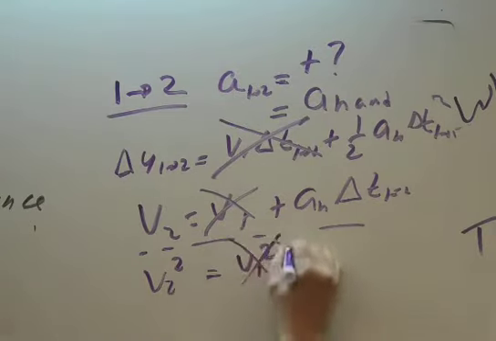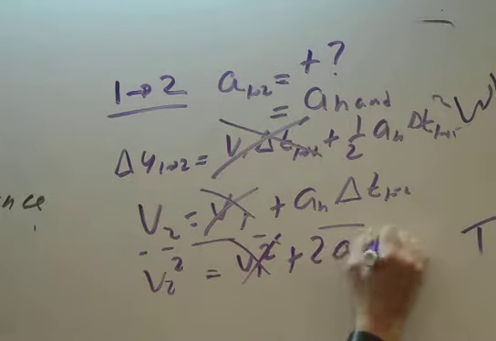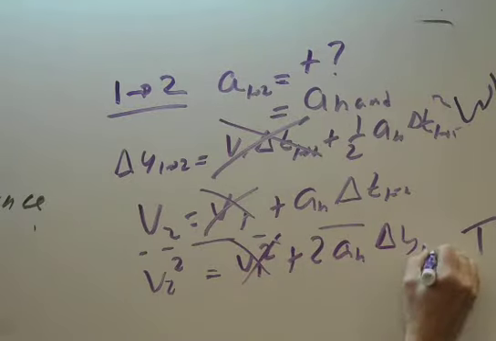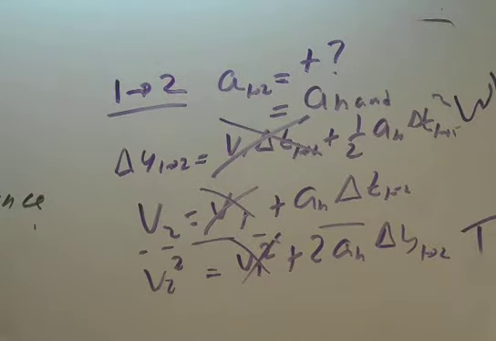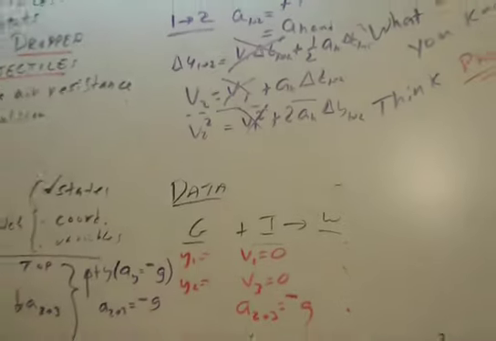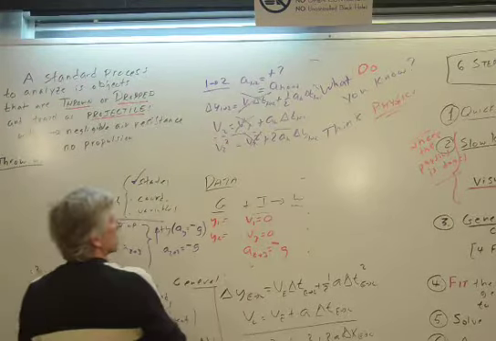V2 squared equals V1 squared plus 2 a-hand delta y from 1 to 2. Not a new equation, but useful to avoid some algebra. It just saves me time. Otherwise, there's too much in your brain, it's going to short circuit, and you get lost on the simplest things, which we do all the time.